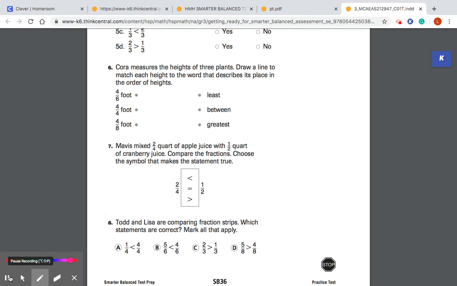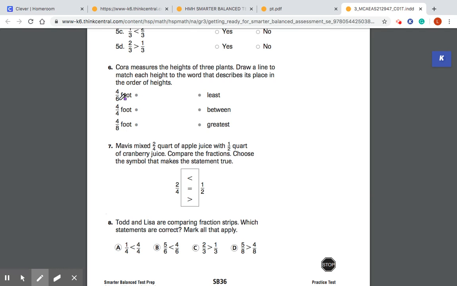Number 6, Cora measures the heights of 3 plants. Draw a line to match each height to the word that describes its place in the order of heights. I can see that the denominator is not the same, but I do see that the numerator is the same. So here's another strategy. When the numerators are the same, the bottom number, the denominator, you want to go with which one is less, and that would mean greater. It's the opposite of what kids think.